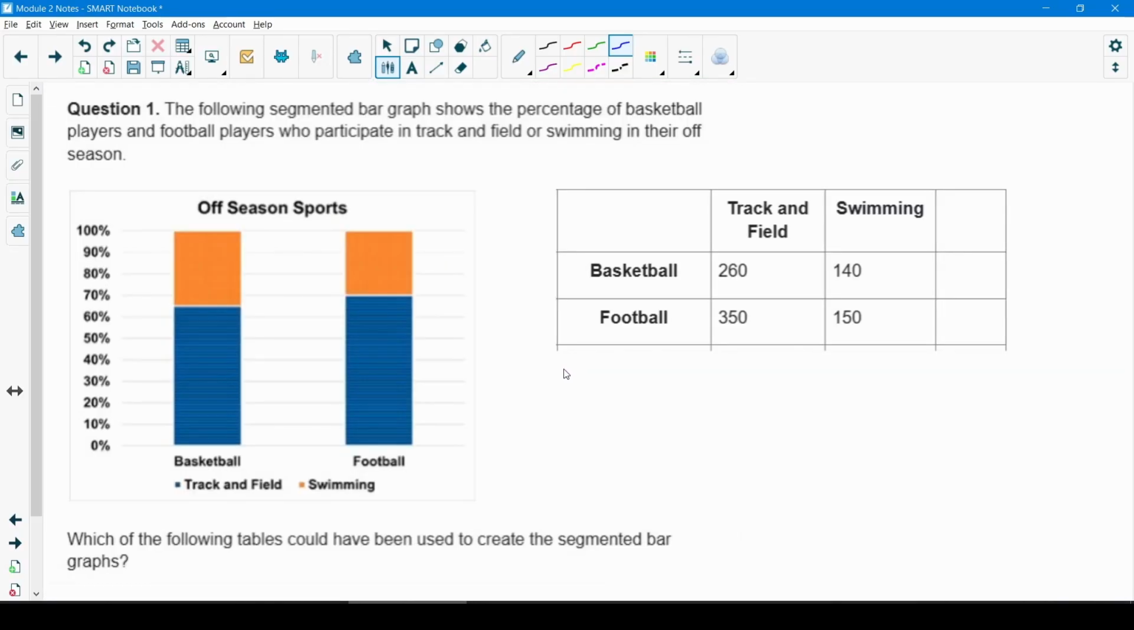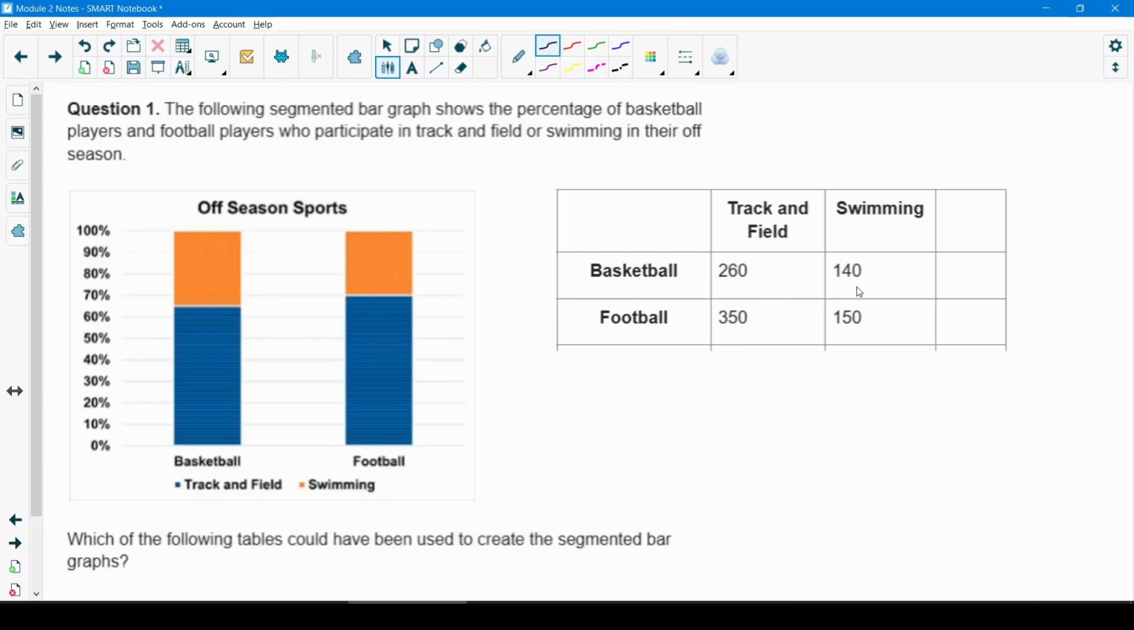So my first example here, we're given a segmented bar graph that shows the percentage of basketball players and football players who participate in track and field or swimming in their off season. And here we were asked which of the following tables could have been used to create the segmented bar graphs. There were 4 different tables that we had to choose from, but this was the right one, and I'll show you why.